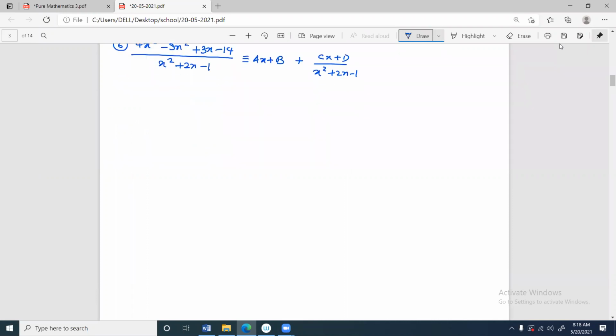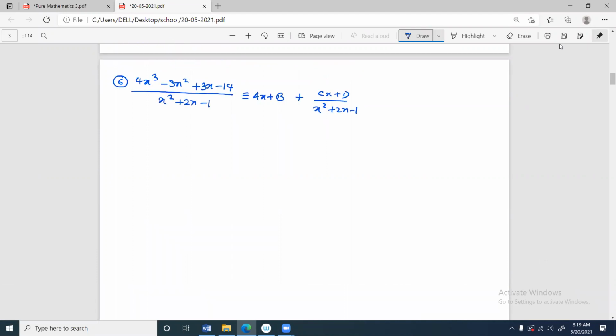Let's try to understand how you are supposed to do this kind of question. This is the way. Then you can write 4x cubed minus 5x squared plus 3x minus 14 divided by x squared plus 2x minus 1. Now, always you have to look at the first term with the first term. See how many x squared terms there are for 4x cubed. So much, 4x.